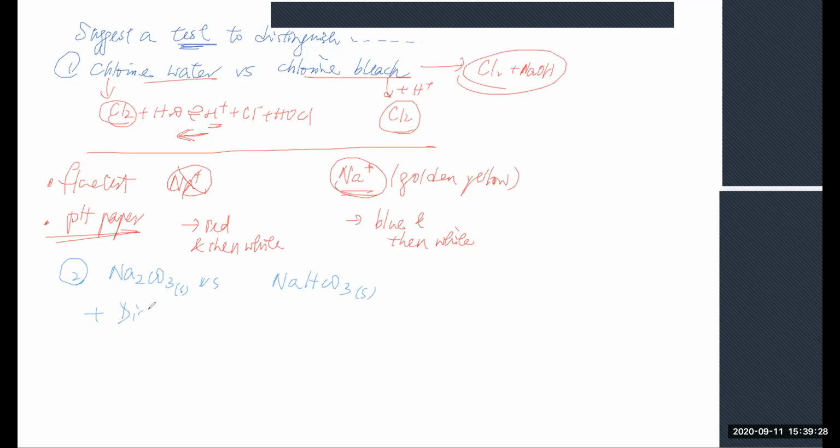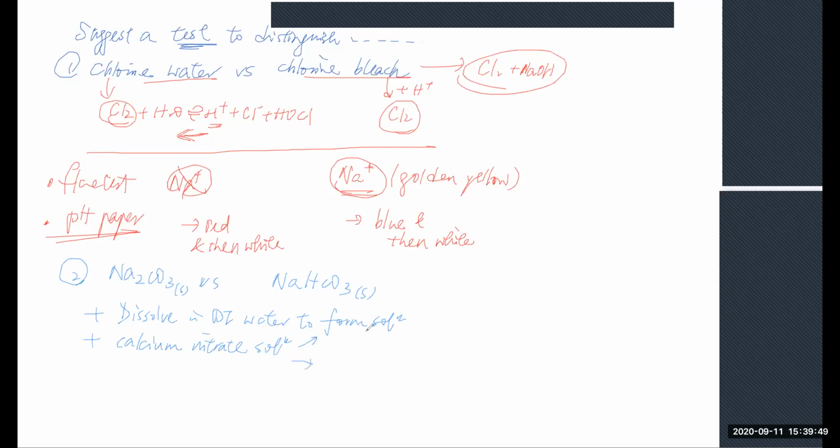Both samples into distilled water and add, say, calcium nitrate solution. Separately. Calcium nitrate, yeah, you can. So what will be the two different observations?